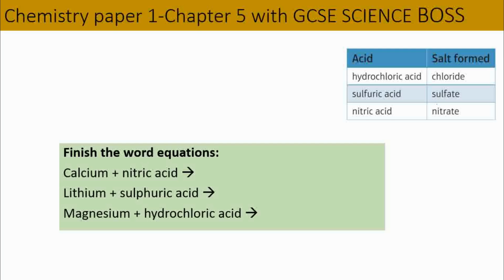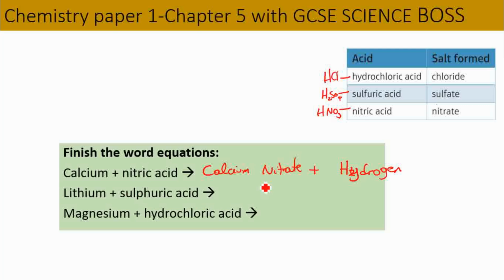Now, just to remind you that there are 3 acids that you need to know. Hydrochloric acid, HCl, sulfuric acid, H2SO4, and nitric acid, HNO3. So, if we were to complete these worded equations, and this provides the last name of the salt being formed. So calcium plus nitric acid will form calcium nitrate and hydrogen gas. Always. I'm just going to put the formula there, okay?